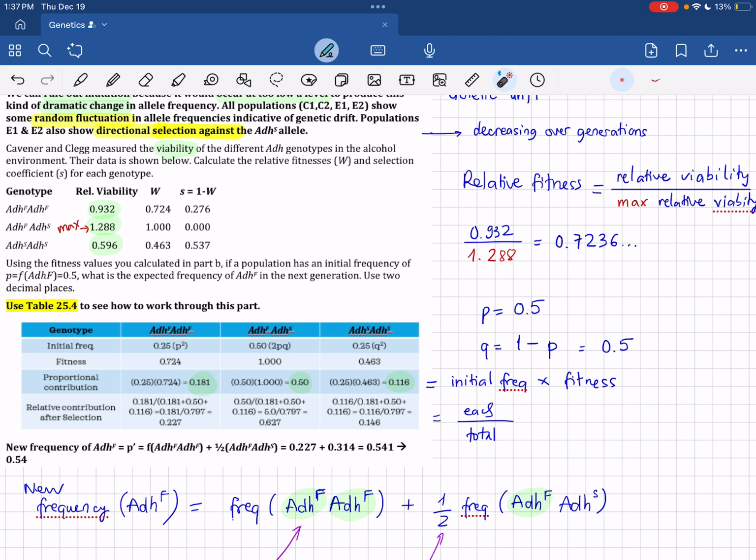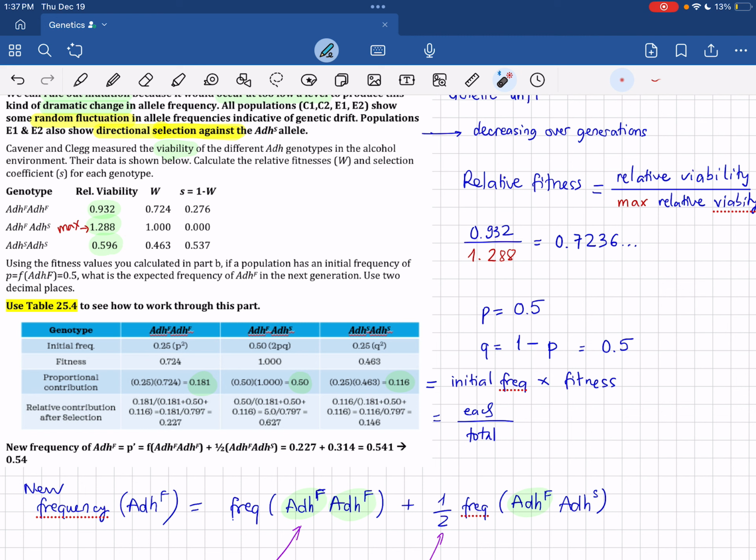So after we are done, they ask us to find the expected frequency in the next generation. It's just like question 4C that we have just done before. From the initial frequency, something changes based on the fitness, and you need to find a new frequency. Now they give us the initial frequency for the ADH F allele to be half. Quite simple, because they just happen to be equal to each other.